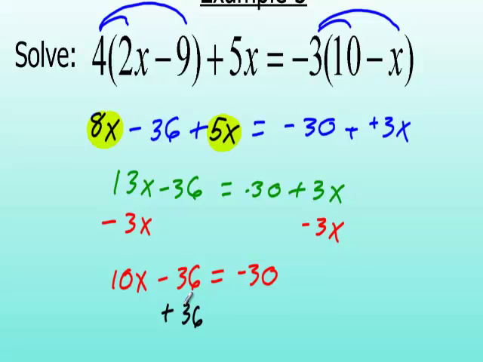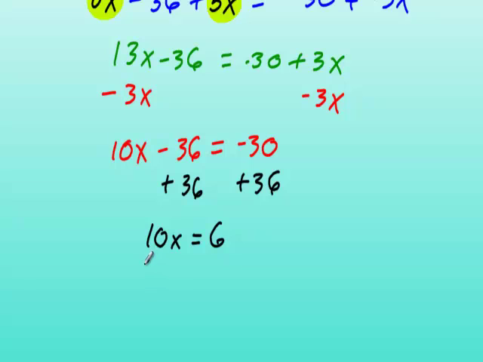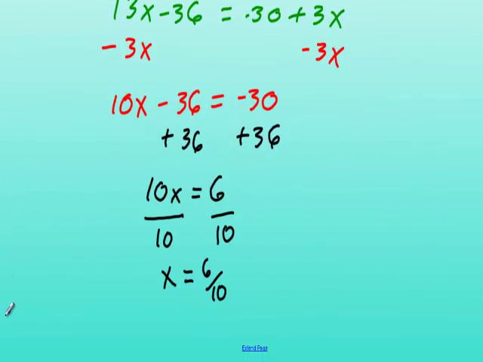And then I'm going to add 36 to both sides, like so. And that's going to leave me with 10x equals 6. So in this last step, we have x equals 6/10, but we want to reduce that fraction as much as possible, so that's going to reduce to 3/5. So I'd box that in as my answer.